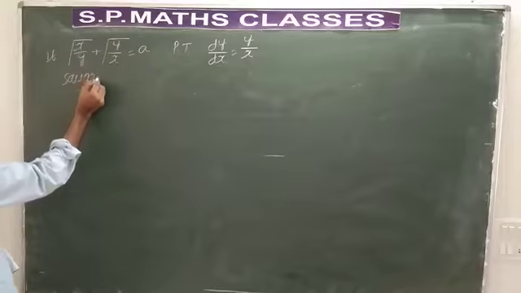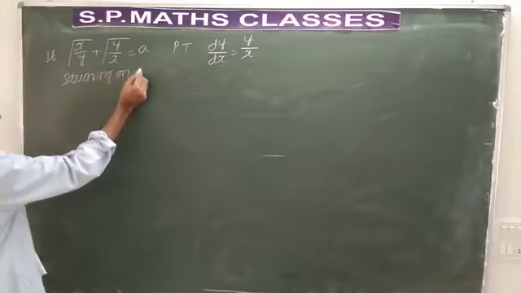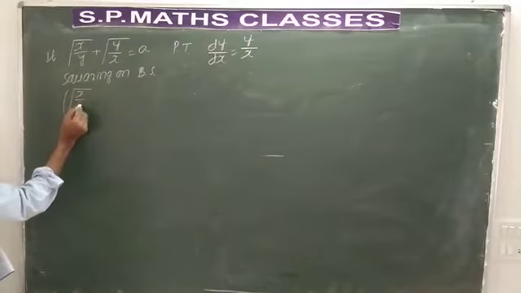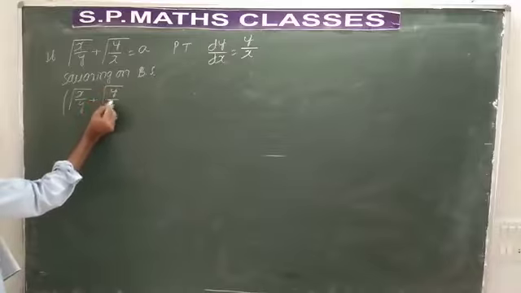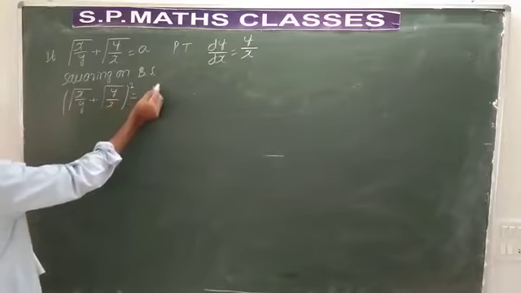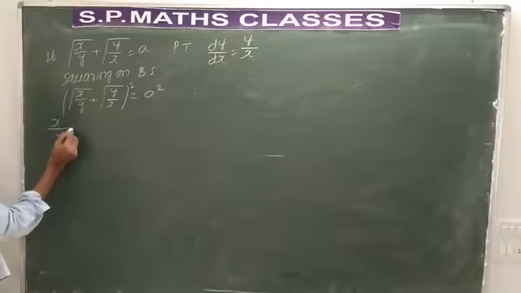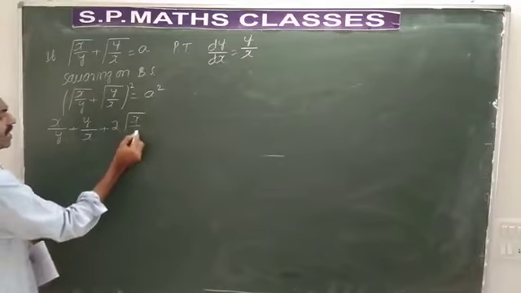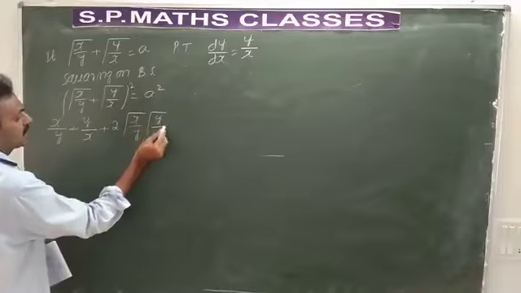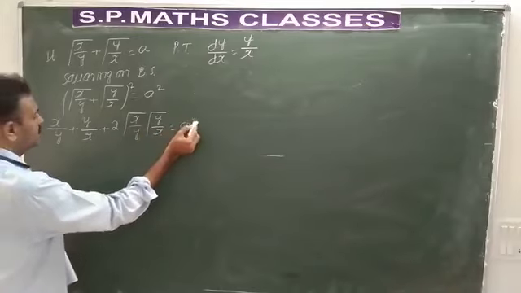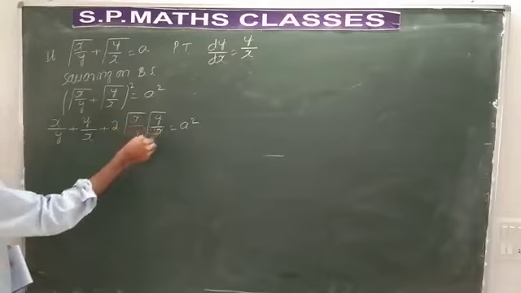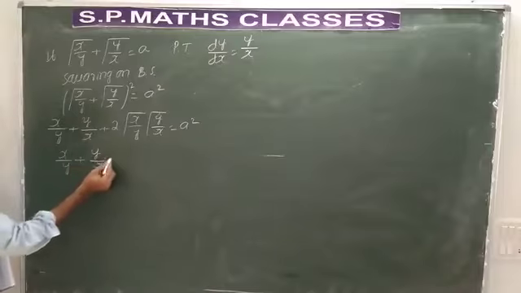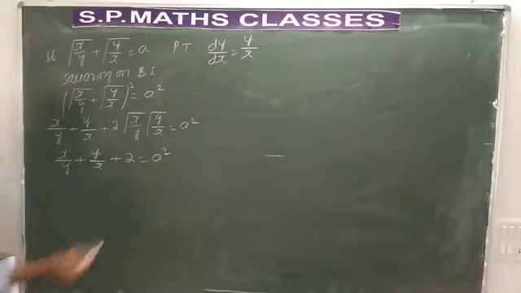Let us write, squaring on both sides. What happens when you square root of x by y plus root of y by x, the whole square is equal to a square. X by y plus y by x plus 2 root x by y into root y by x is equal to a square. Now root x, root y cancels. X by y plus y by x plus 2 is equal to a square.